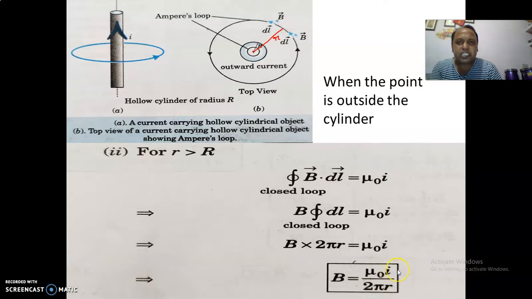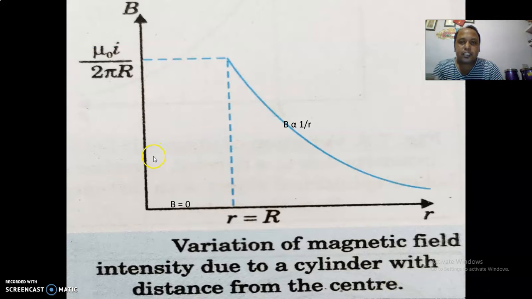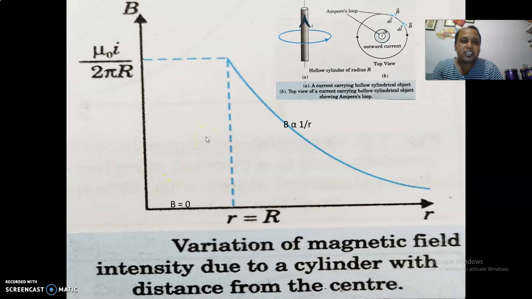And this value is coming to be the same whether the cylindrical conductor is solid or hollow. In both the cases the magnetic field outside the cylinder will be given by mu naught I by 2 pi r, where we see that the value of magnetic field B is inversely proportional to the distance r. So we can draw a graph now between the magnetic field and the distance from the center.